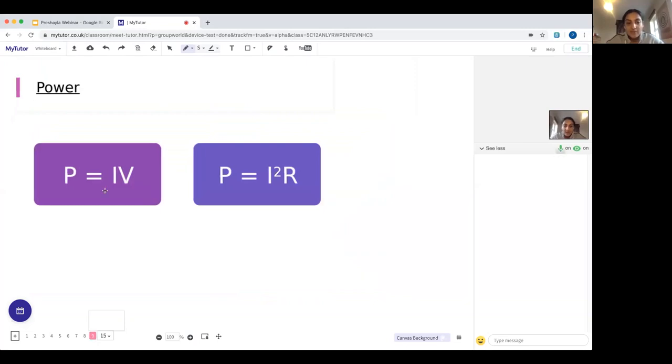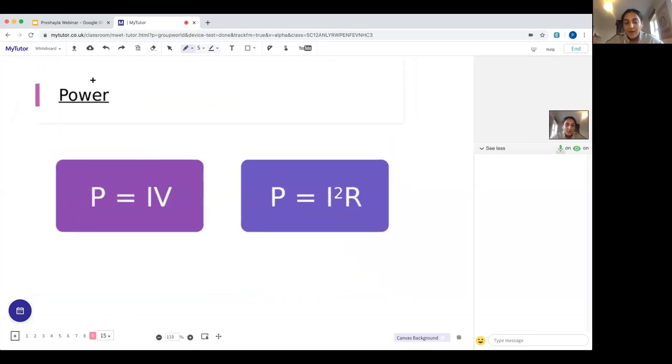Okay, and then moving on, we talked about power. So this is when we did the electrical energy transfer webinar, and we were talking all about power and energy. So we started off with power, and we talked about these two equations for power. So we have our first one, which is power equals current times potential difference, and our second one, which is power equals current squared times R.